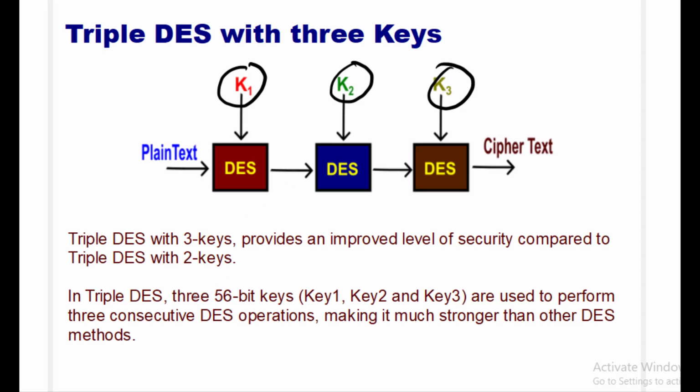So the effective key size increases, of course, because of 3 56-bit keys: 56 plus 56 plus 56. That is the mathematics we have. The effective size of the key space increases, so this is almost equal to 168 bits or so. So it is much stronger than the other DES methods.